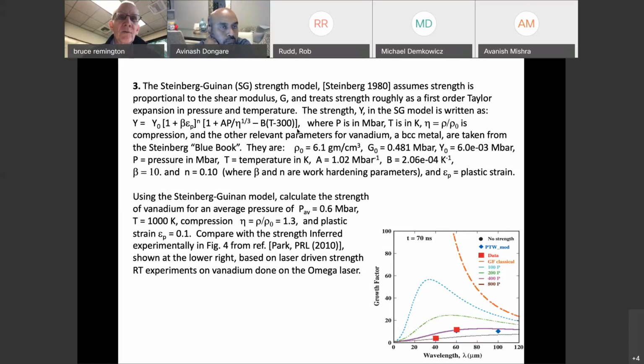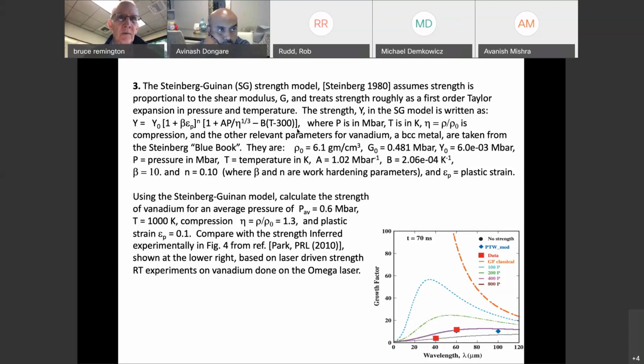So the Steinberg-Guinan strength model assumes that the strength is proportional to the shear modulus. And you can write the strength Y, corresponding to a yield strength, equals its ambient strength, Y naught, times a factor proportional to the strain, 1 plus beta epsilon sub p. So that's 1 plus a constant beta times the plastic strain, that quantity to the power of n, times the second factor, which is 1 plus A, which is a constant, times pressure, divided by the compression.